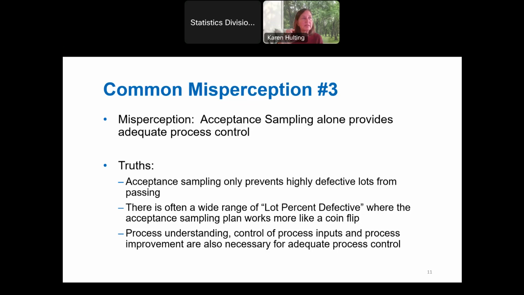And so what we want to do is view acceptance sampling as a really important tool to prevent highly defective lots, the ones that are out by the LTPD. It prevents those lots from getting out the door, or those processes from being accepted. But we need to use increased process understanding, DMAIC programs, all kinds of proactive tools, and good process control, using SPC and all these kinds of things, to actually do adequate process control. That's really why acceptance sampling got a bad name, because occasionally it was being used as the only process control, and it's just not good for that.